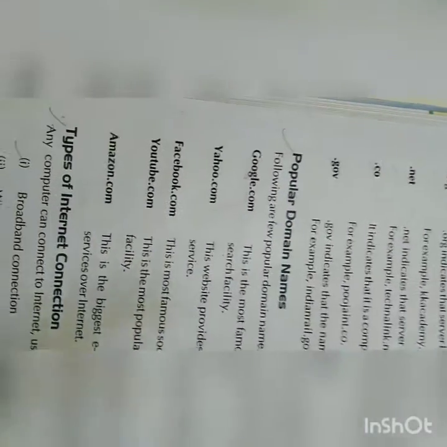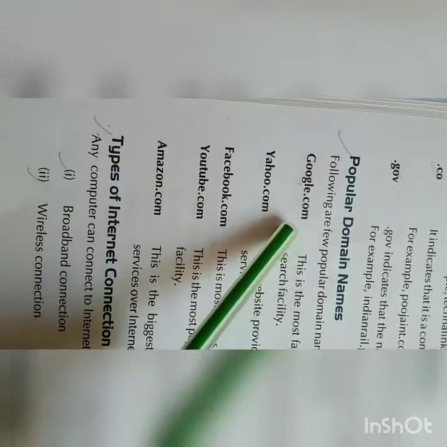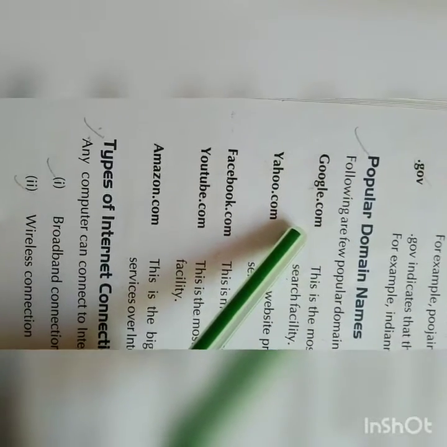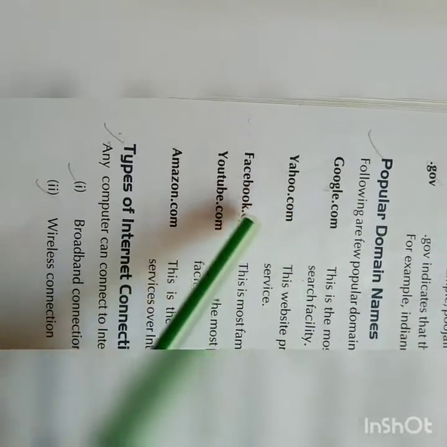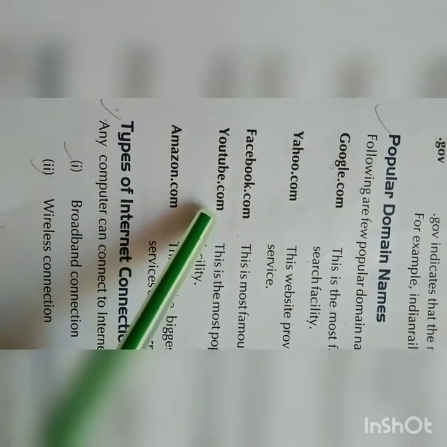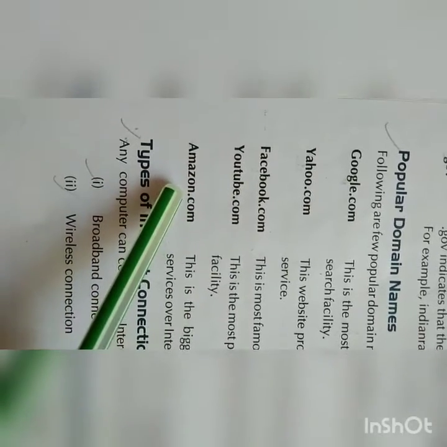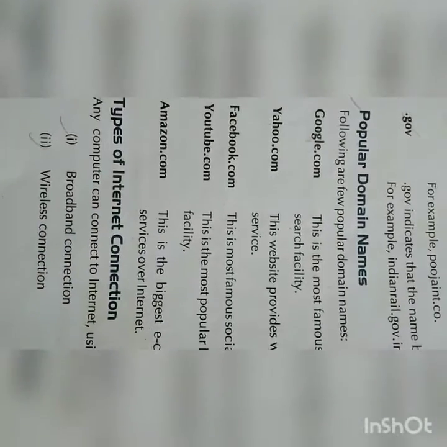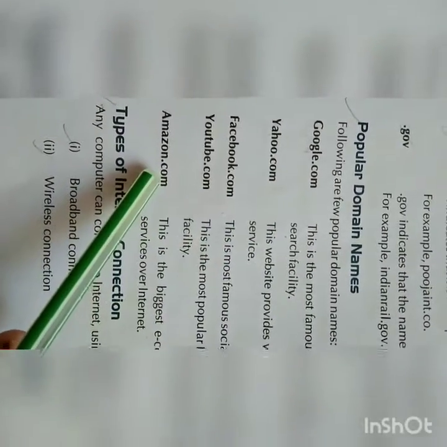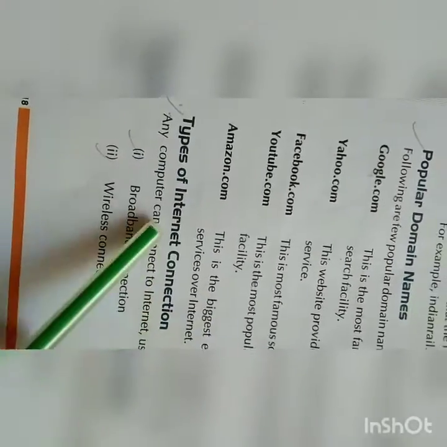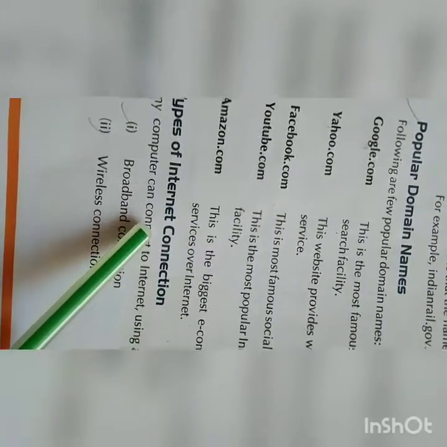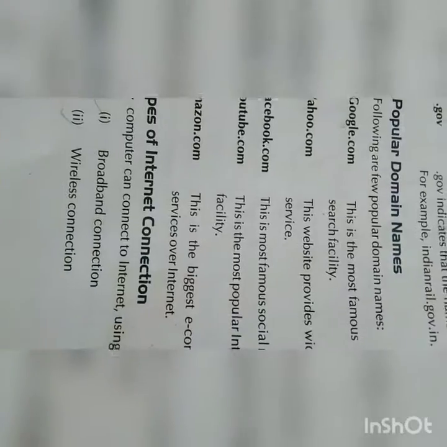Now, here are a few popular domain names, that is google.com. Already you know, you are using it on your mobile. Yahoo.com was started first, then Google, and nowadays Facebook.com, all are using. YouTube.com, where you can get your online classes. And Amazon, from where you can buy any product online. In detail it is given what is done with all these popular domain names. In the next class we will learn the types of internet connection, which are the types of internet.